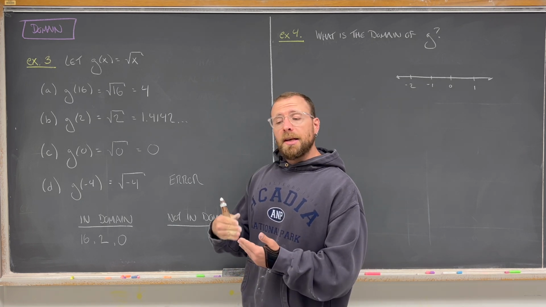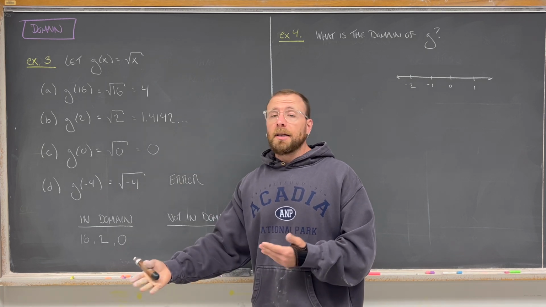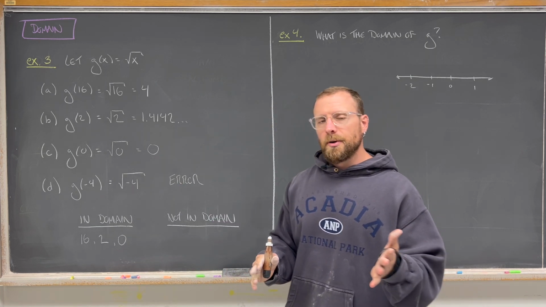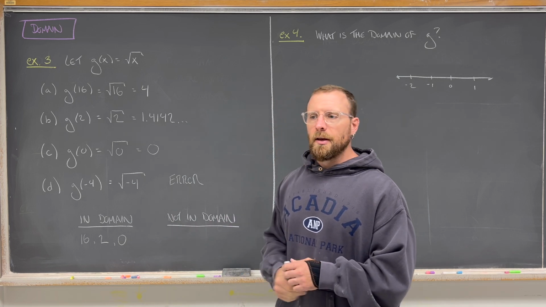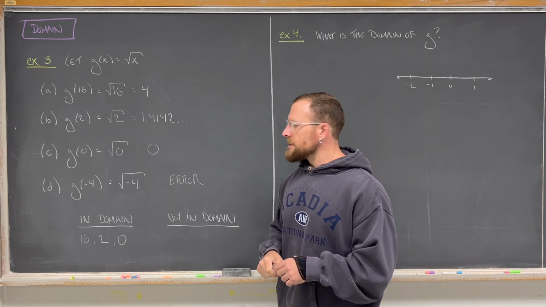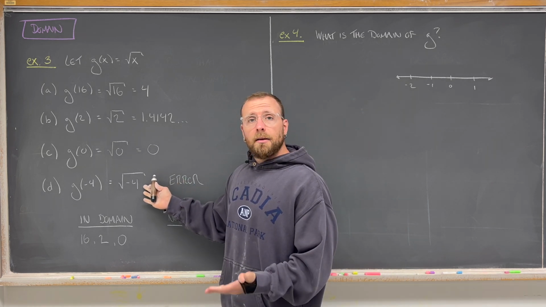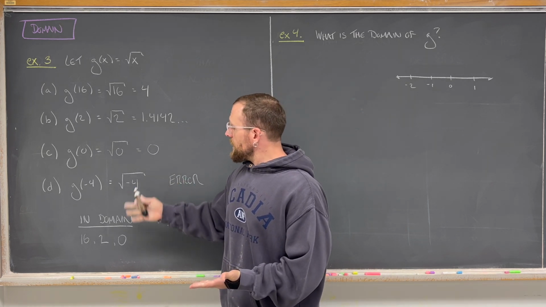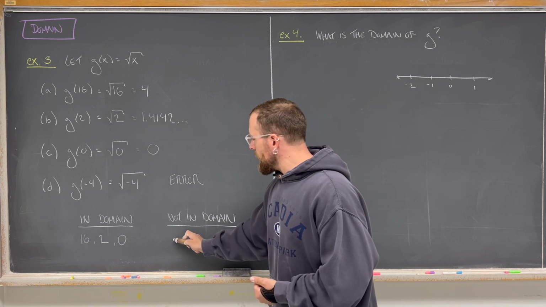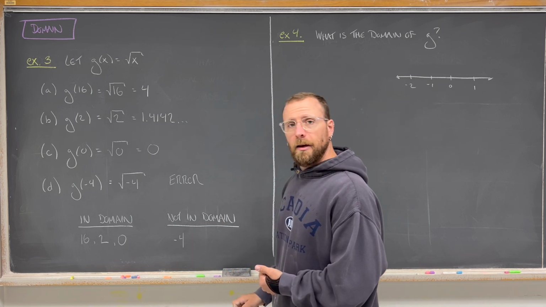There's no number that when I square it gives me a negative number, unless you allow imaginary numbers, and we don't in this course or in any of the calc courses. So in this case, -4 is not allowed to be the input. It is not in the domain. -4 is not in the domain.